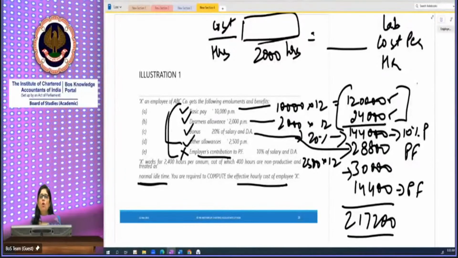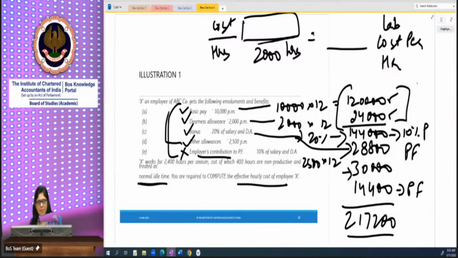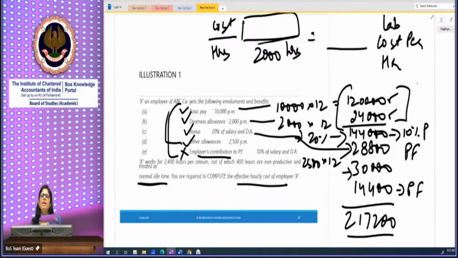Cost to the employer also includes employer contribution to PF. So the employer is also contributing to the provident fund of an employee. That is also a cost for the company, even if it's not given to the employee now, but it will be given to the employee later. So whatever we are paying to the employee as salary and the cost of that employee to the employer are totally different.